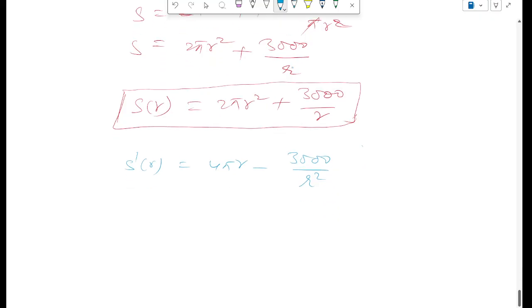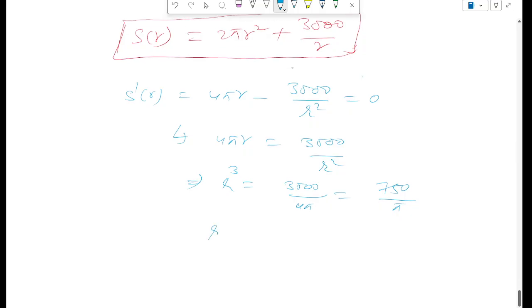Then we equate this to 0 to get critical points. By doing this we get 4 pi r equals 3000 by r square, so r cube equals 3000 by 4 pi, or we can say 750 by pi. So we can say that r equals the cube root of 750 by pi. So we got this r.